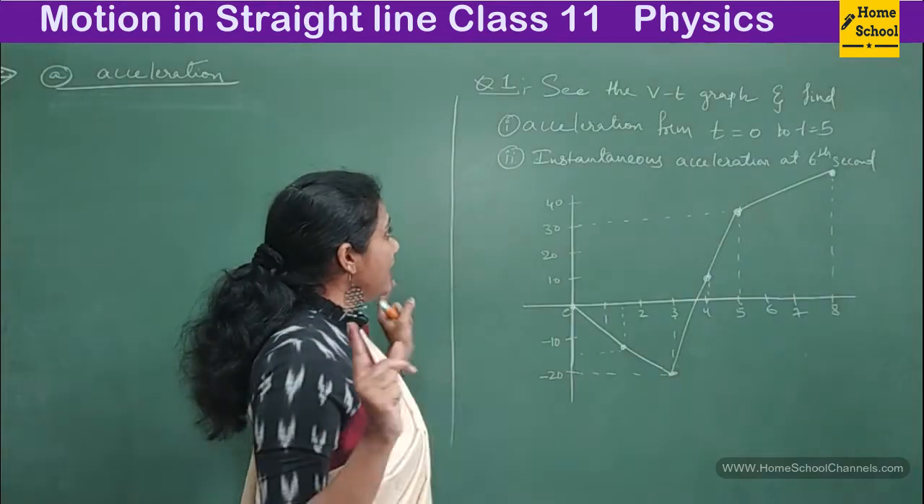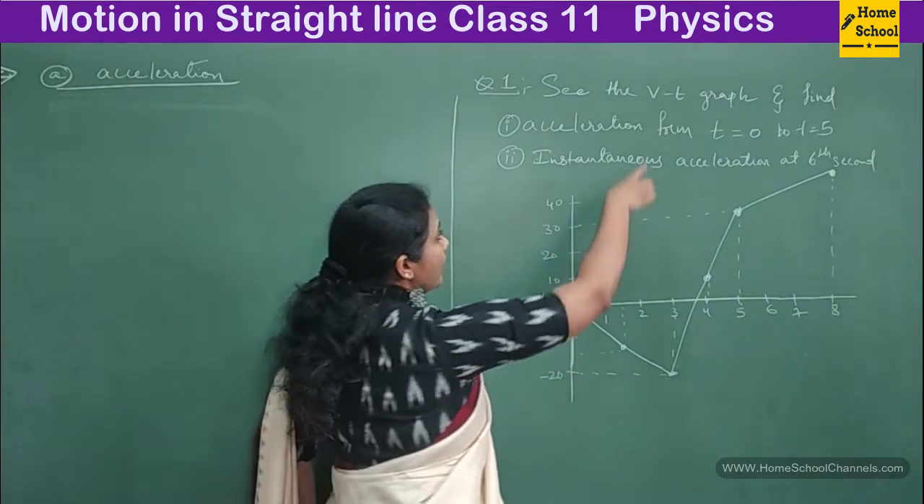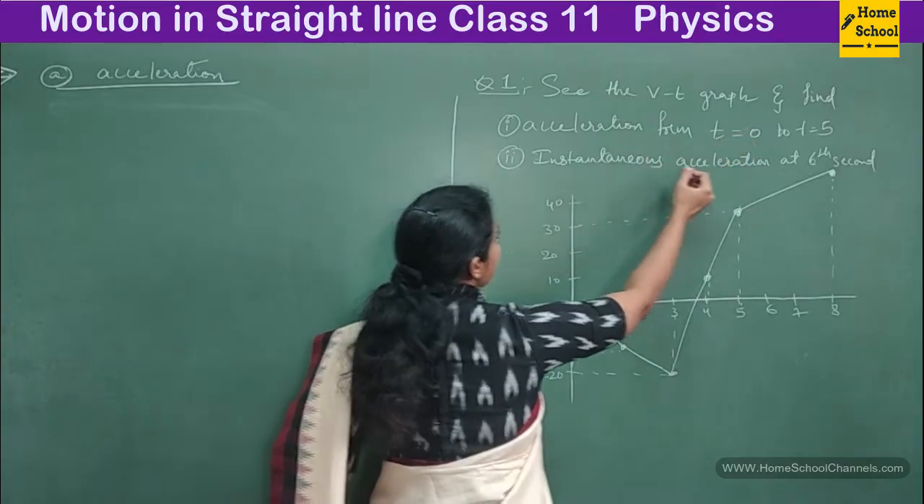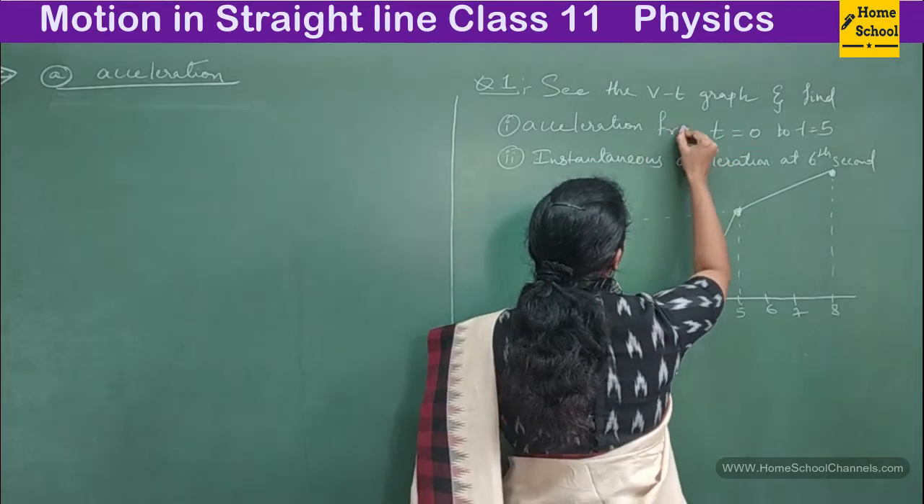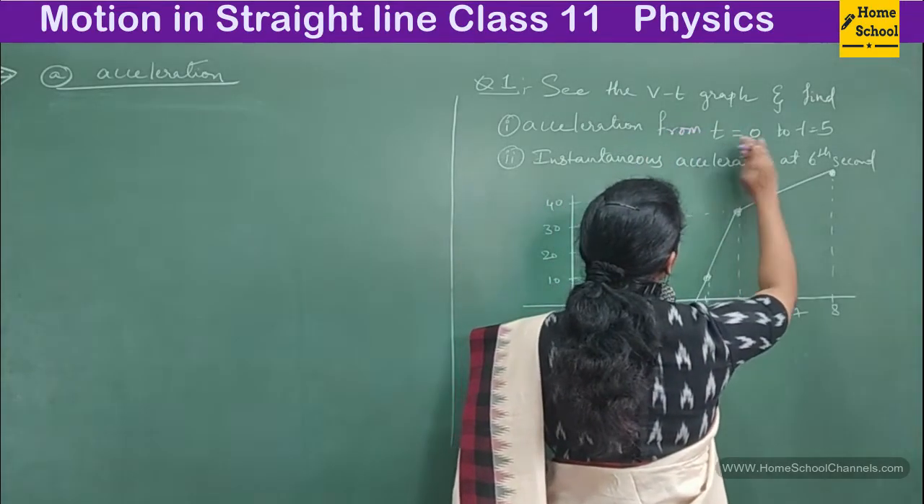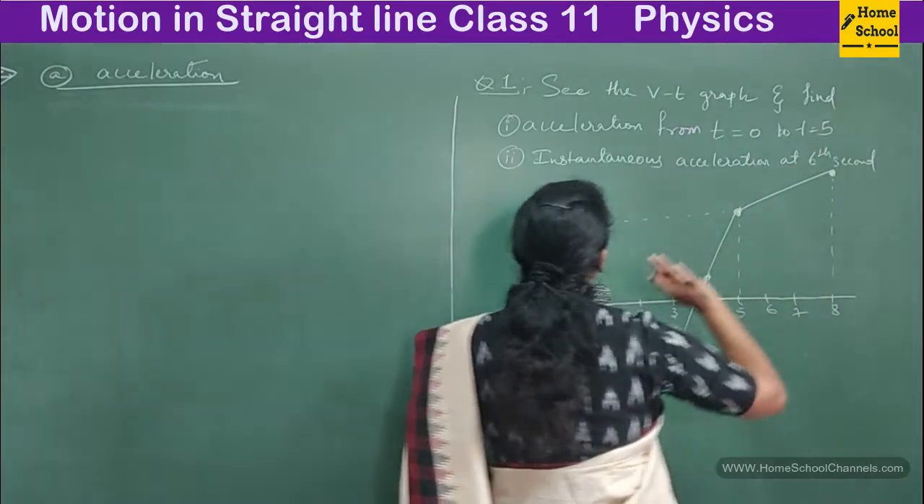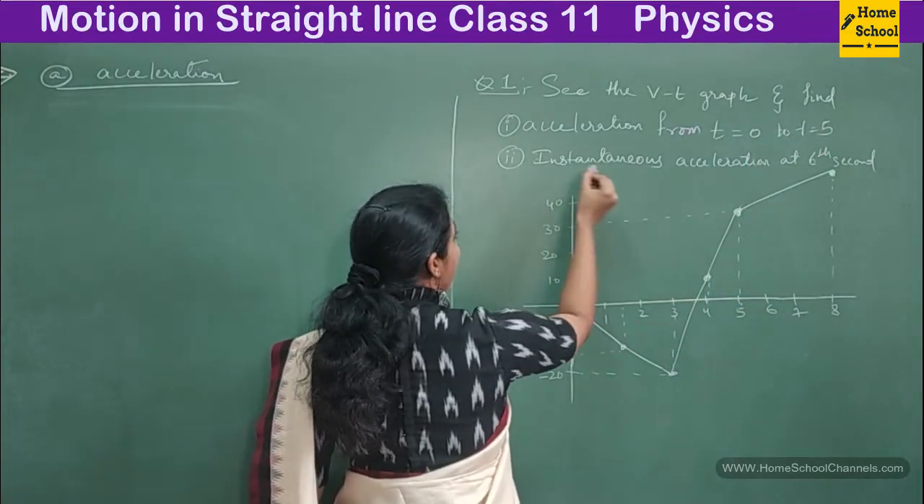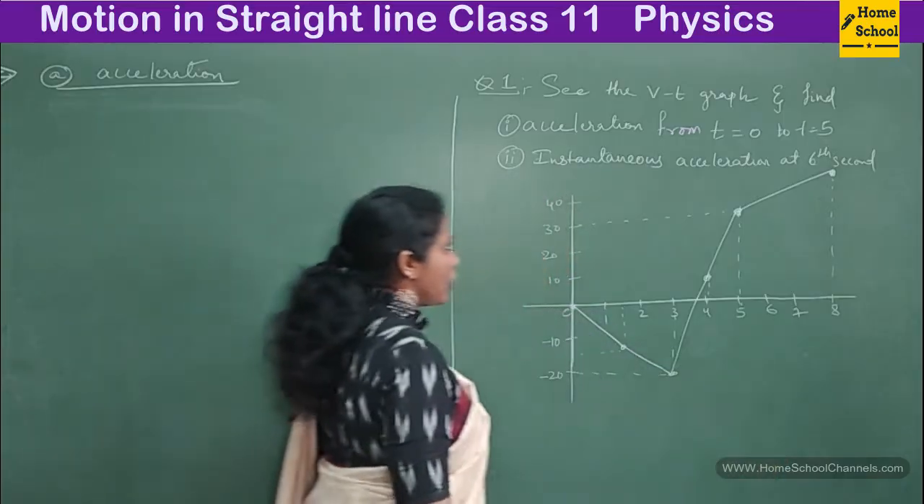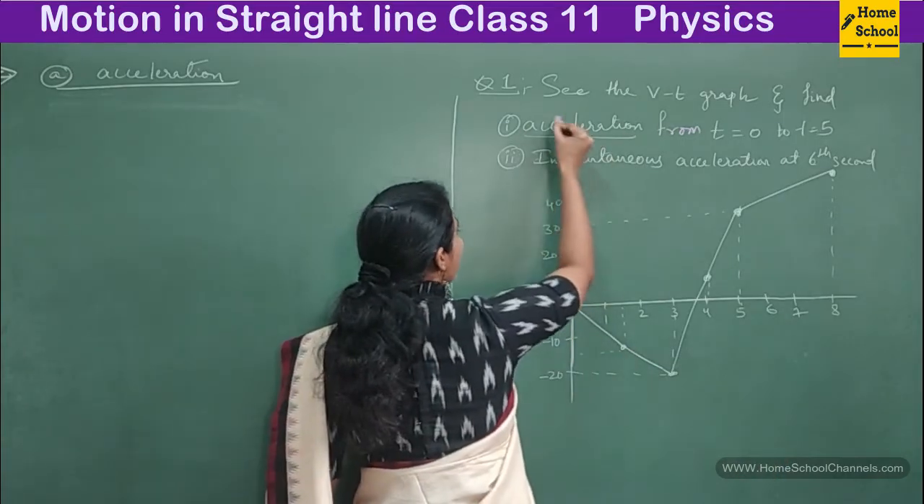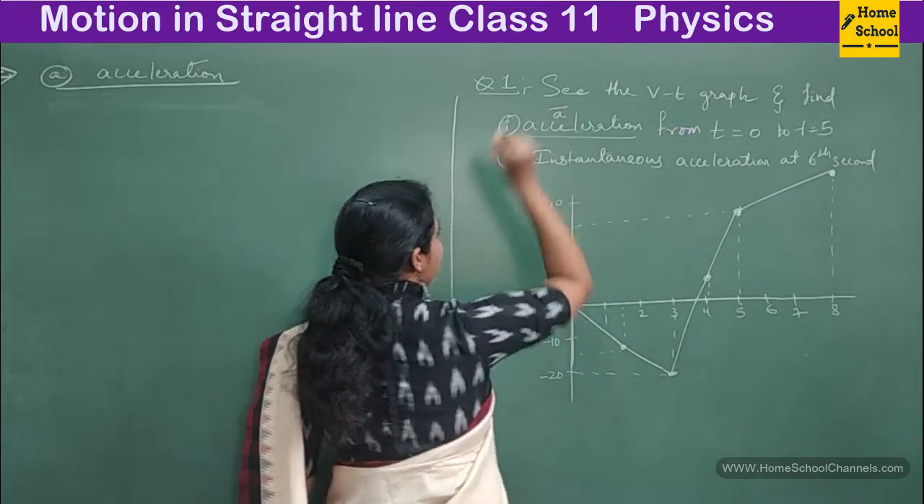See guys, let's understand the question. See the VT graph and find acceleration from t is equal to 0 to t is equal to 5. And the second question, find instantaneous acceleration also. So just acceleration means what? It is average acceleration.